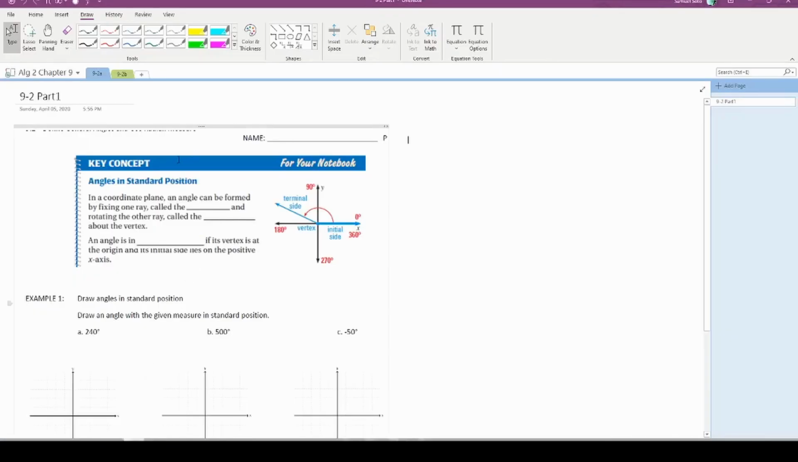Again, this time we want to talk about defining general angles and using radian measure in section 9.2.